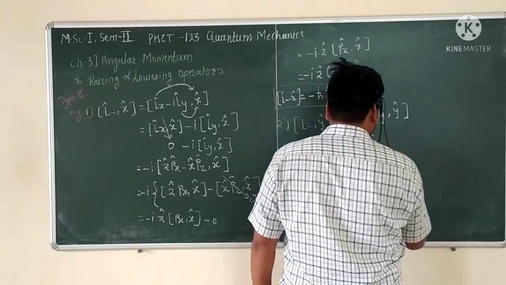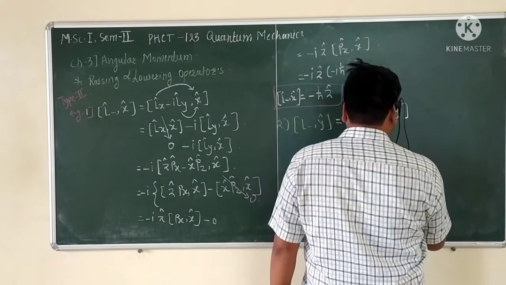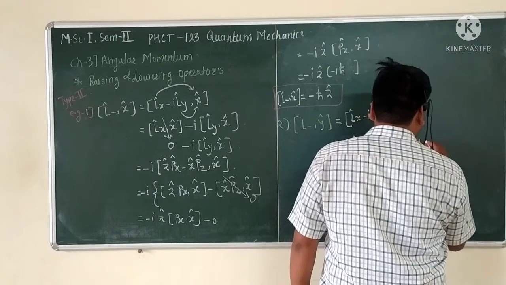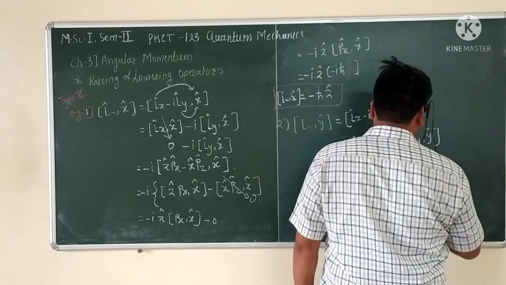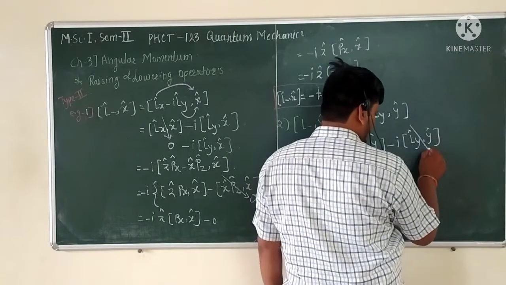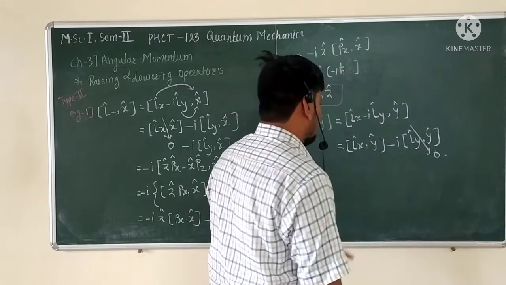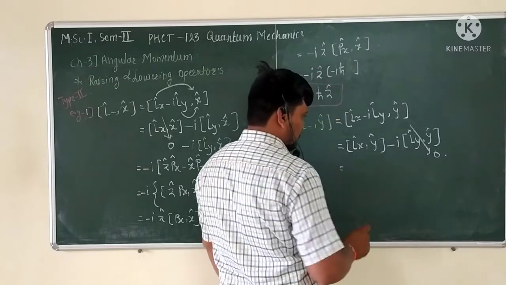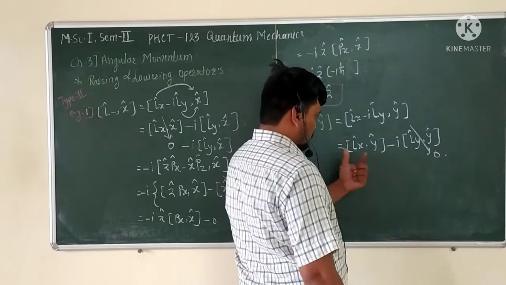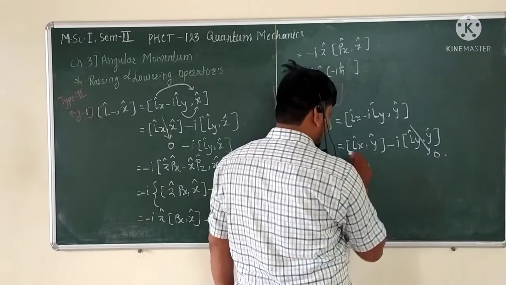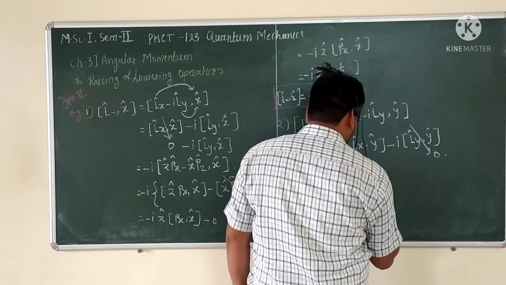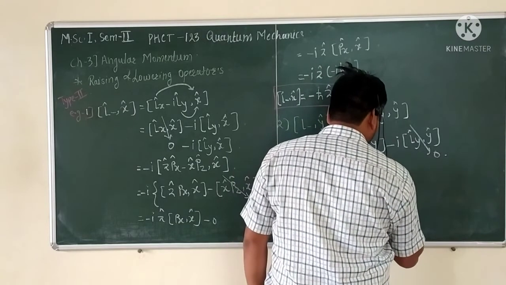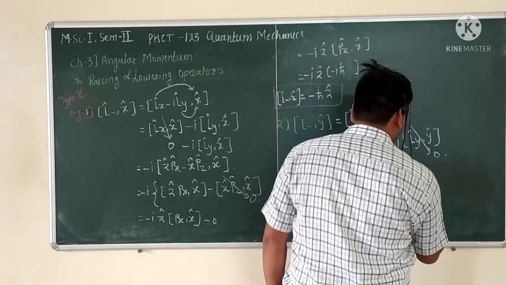and minus i is there, and this Ly cap comma y cap is also there, and Ly cap, y cap, this commutator bracket is 0, so that's why the remaining bracket is Lx comma y cap. And if you distribute or solve this commutator bracket, Lx operator is nothing but y pz, y cap of pz minus z cap of py, comma y cap.